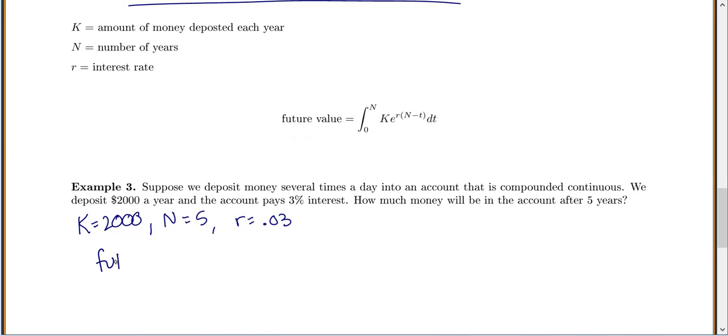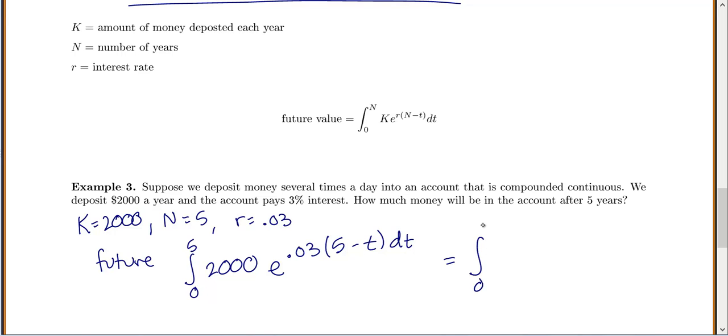So our future value in 5 years, how much money will be in there? I keep putting the money in continuously, and it keeps compounding continuously, so we have interest to deal with. So we're going from 0 to 5, N is 5, K is 2,000, e to the 0.03 times (5 minus t) dt. And let's see, we might need a little bit of help to integrate, so this one we actually will work out.